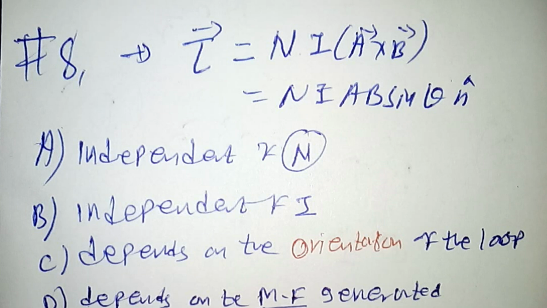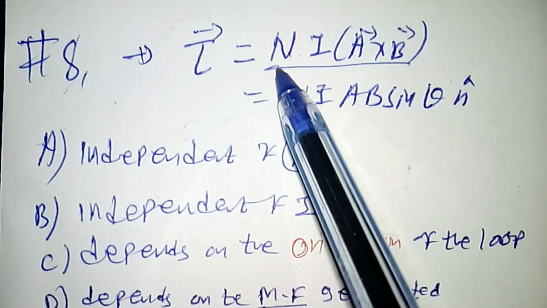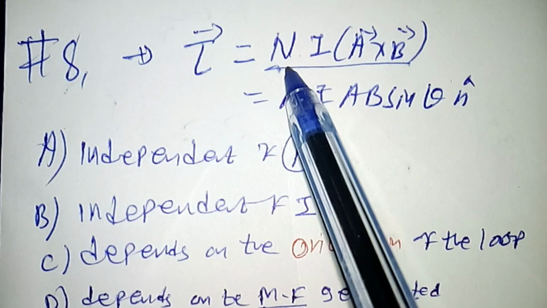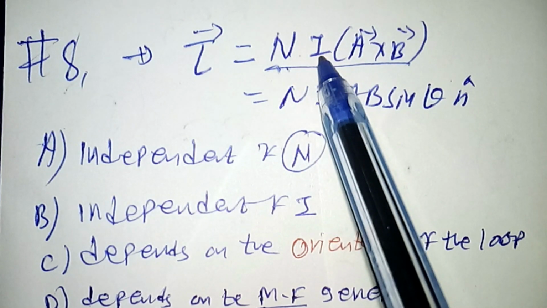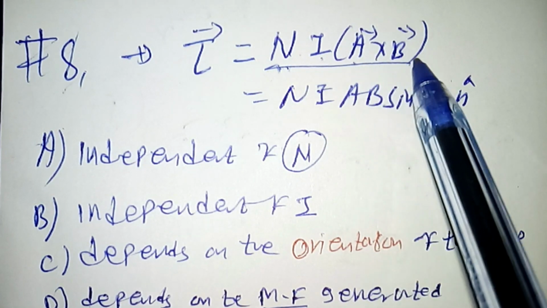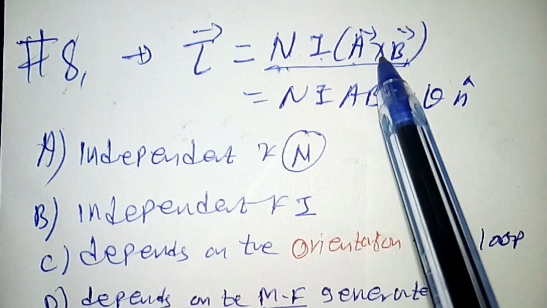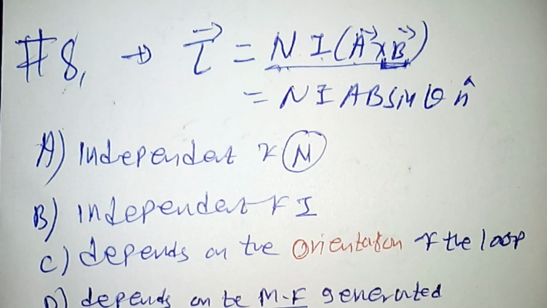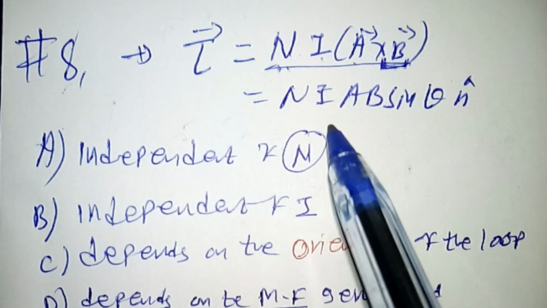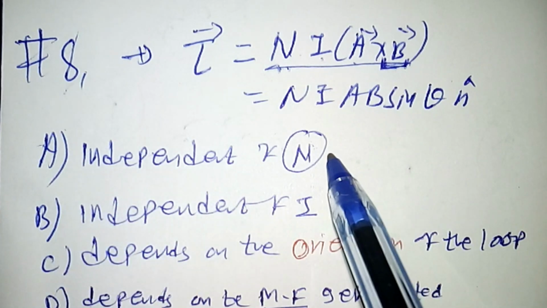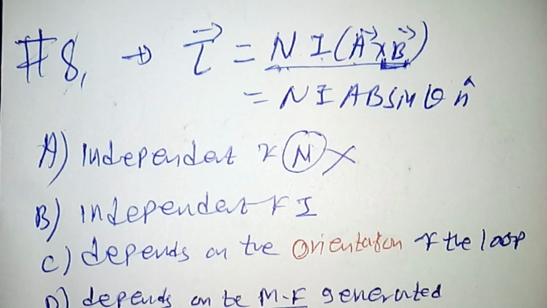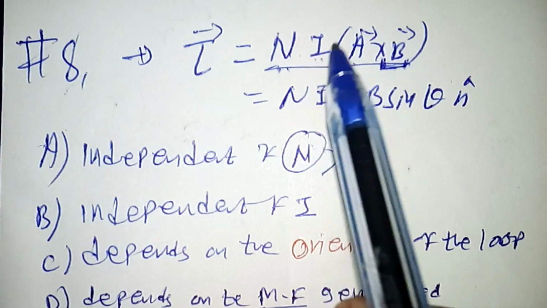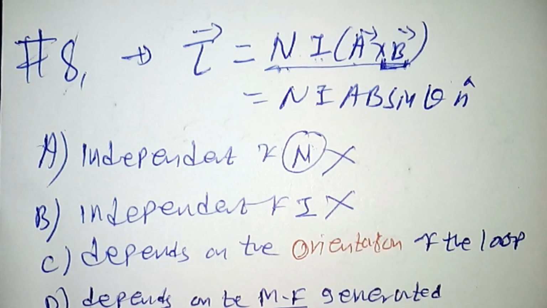So the torque experienced by a current carrying loop in an external magnetic field is given by torque equals the product of the number of turns of the loop, the current carried in the loop, the cross-sectional area of the loop, and the external magnetic field, or the magnetic field in which the loop is lying. So therefore this torque directly depends on the number of turns. So alternative A is directly wrong. It also depends on the amount of current in the loop. So alternative B is also wrong.